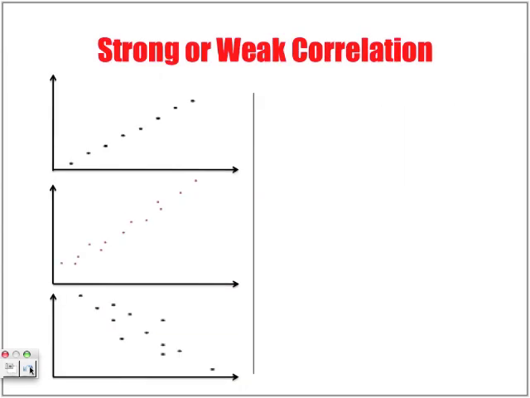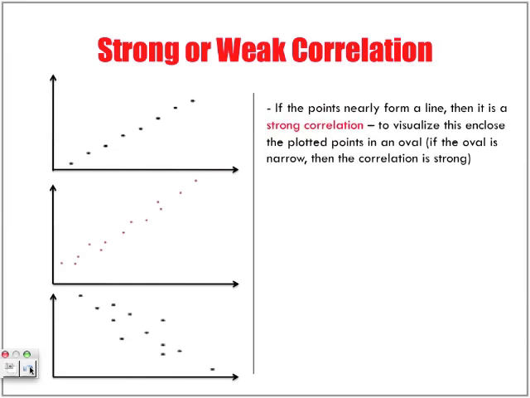Strong or weak correlation. So let's look at the first grid there. If the points nearly form a line, then it is a strong correlation. So if you look at the points, they pretty much look like they form a line. To visualize this, enclose the plotted points in an oval. If the oval is narrow, then the correlation is strong.